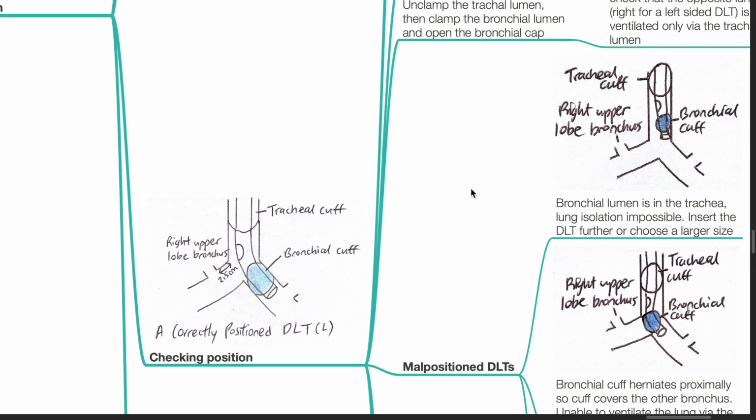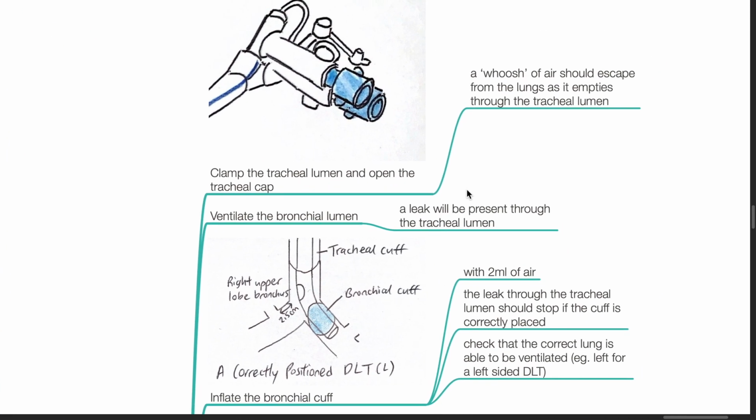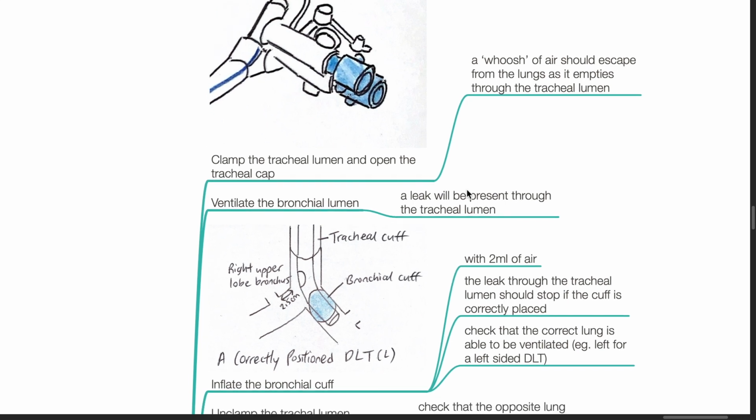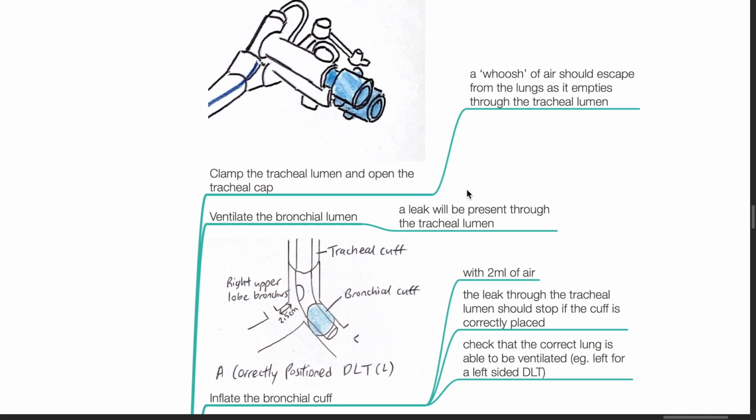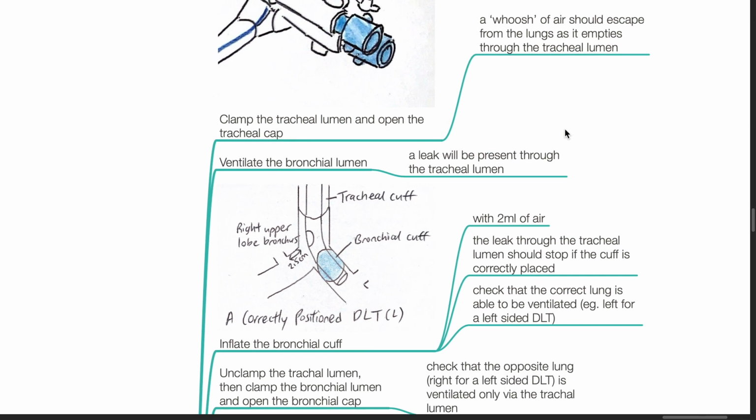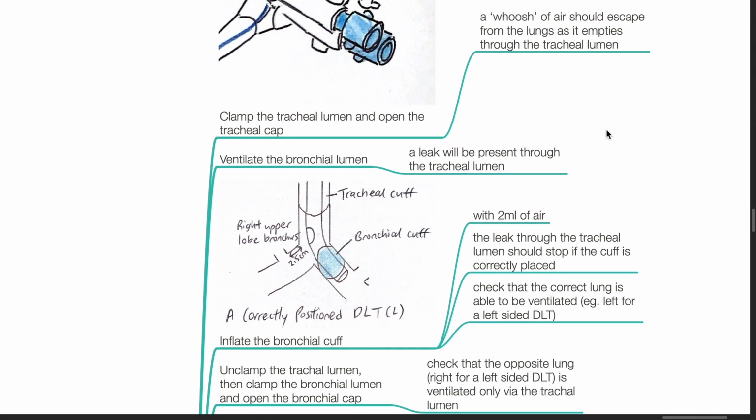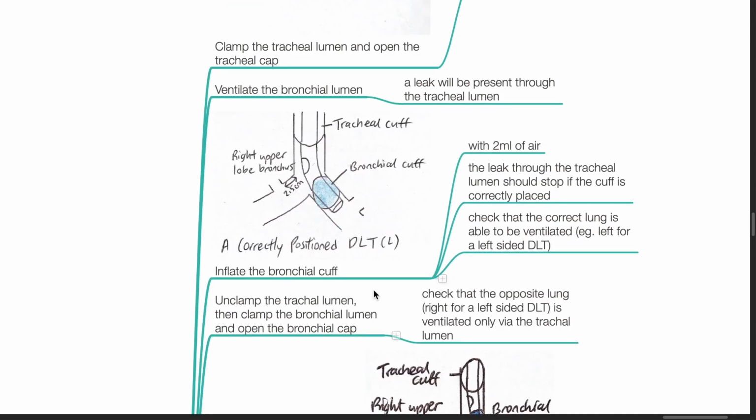Checking the position of the DLT. Clamp the tracheal lumen and open the tracheal cap. A whoosh of air should escape from the lungs as it empties through the tracheal lumen. Ventilate the bronchial lumen. A leak will be present through the tracheal lumen. Inflate the bronchial cuff with 2 mL of air. The leak through the tracheal lumen should stop if the cuff is correctly placed.